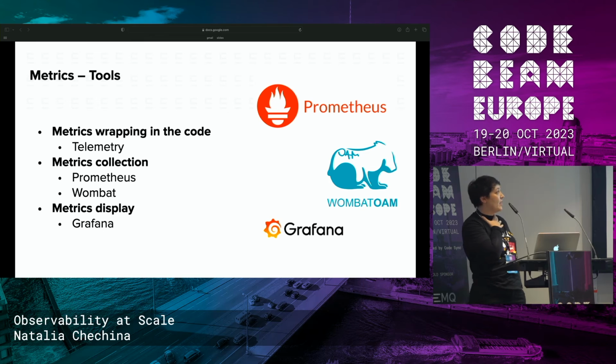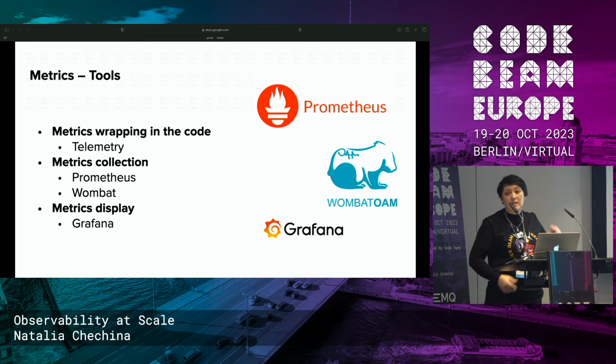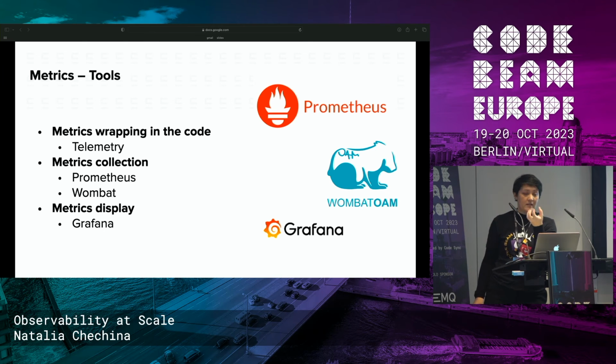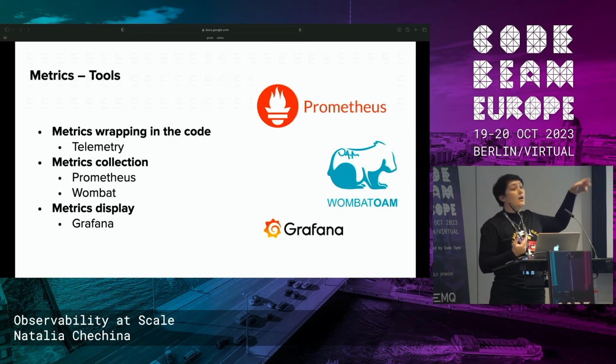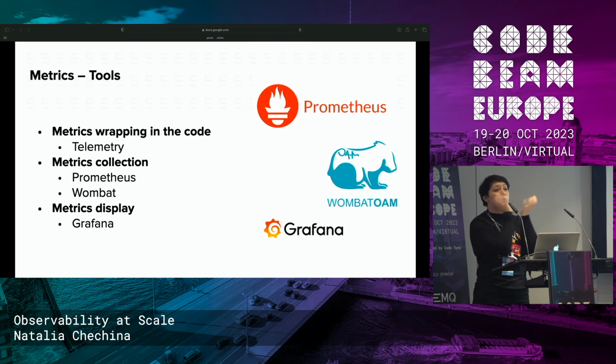Tools. There are quite a number of tools. When we talk about telemetry, telemetry is just a wrapper, right? Telemetry is to standardize things. In Elixir, there are more telemetry-related functions that actually allow you to connect Prometheus. But essentially, for the Erlang world, telemetry is just a wrapper.